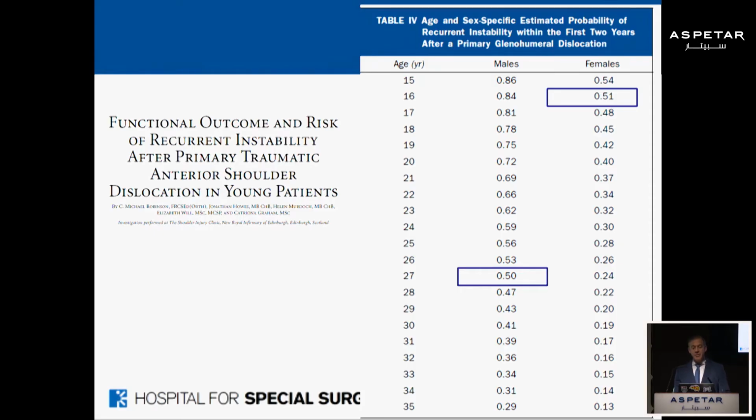The flip side is, if you look at a 15-year-old male on this chart, almost a 90% chance. And the cutoff at 50% is at 27. But this is really the age group that we're talking about, this 15 to 25-year-old group. These are the athletes that we're seeing. And these are the ones that we know are going to be at a much higher risk for recurrent instability.